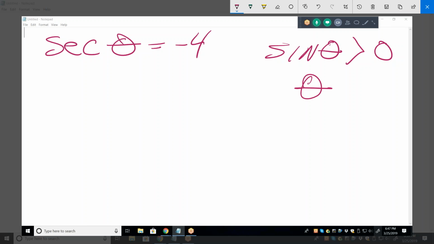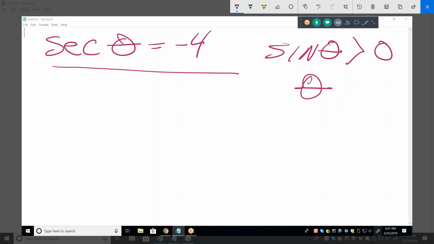Sine is positive in which 2 quadrants? 1 and 2. Secant is positive in 1, right? So which quadrant are we in? We're in quadrant 1. Secant is positive. All 6 trig functions are positive in quadrant 1. So we're not in quadrant 1 if the secant of theta is equal to -4.